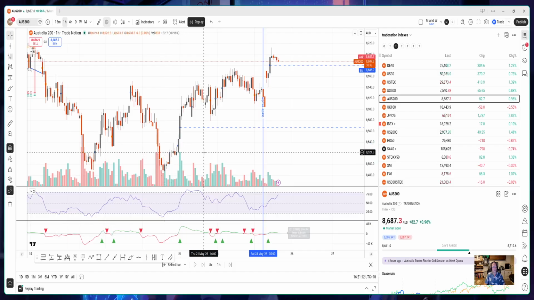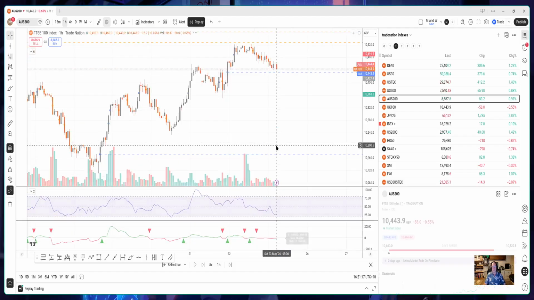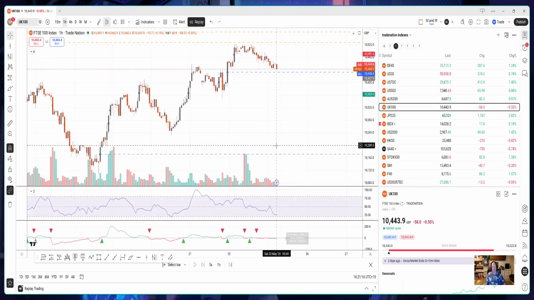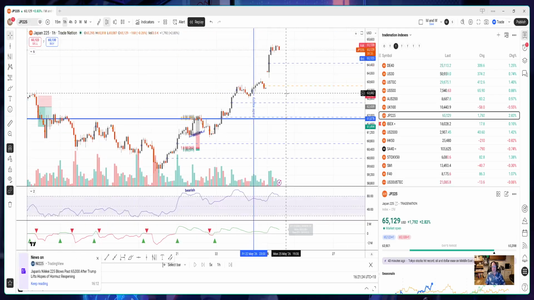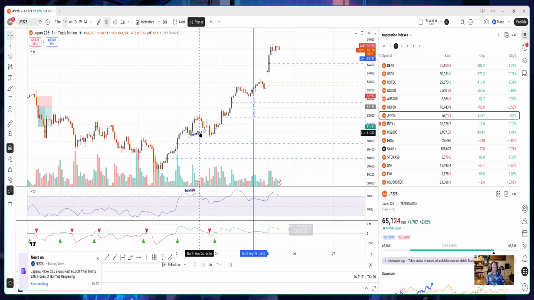Just cleaning up the mess. That's Australia. UK, that could be a head and shoulders, but we're waiting for the shoulder, so nothing to do yet. Japan also had a head and shoulders, but it went too high.